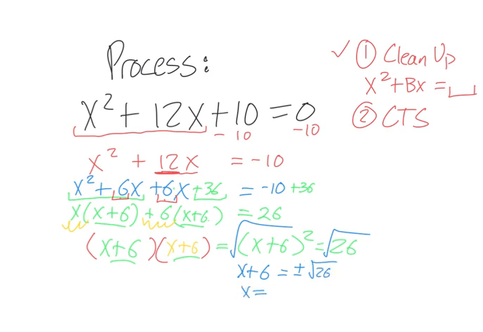That gets me x is equal, I'm going to minus 6 to the other side. Minus 6 plus or minus the square root of 26. Because 26 does not simplify as a square root, we can leave that alone and just leave the answer like that, which is kind of a nice change. We don't have to go further than that.